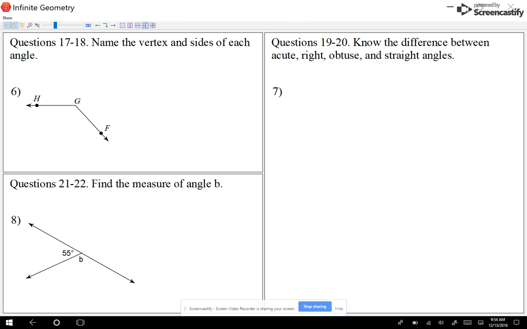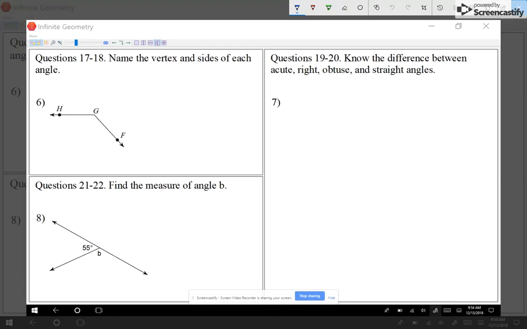Then question number 6, to begin with, it's asking us to name the vertex. That's the first thing we have to name. The vertex is the corner, right? The point at the corner. In this case, point G. That's the vertex. But then it says we also have to name the sides. The sides are two rays that start at the vertex. So my rays are going to be GF and GH. Two rays that start at the vertex.